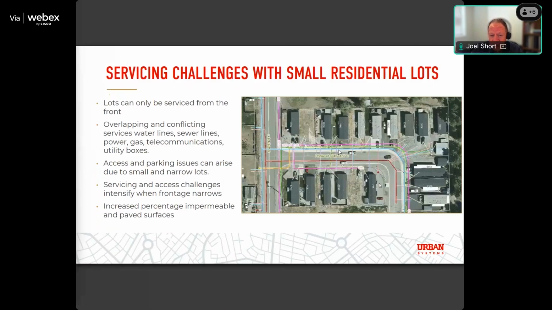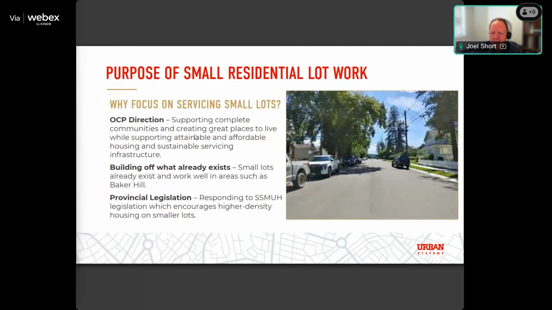Access and parking issues can arise because you get these smaller, narrow lots. A lot of times you're paving the whole front of the lot as well, and all of these intensify as the frontage narrows because you've got more utilities, more services in a tighter, smaller area. So we're learning from that development.